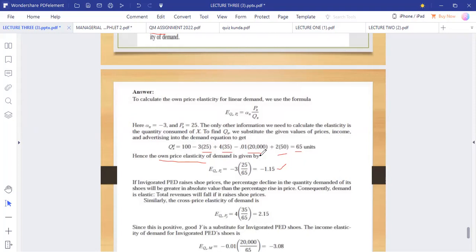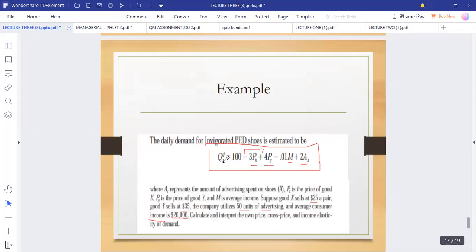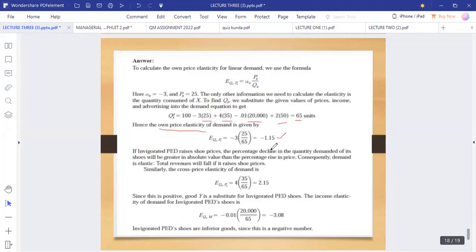All right. Noted. Now go to the other one. We're dealing with cross price elasticity. It's dealing between X and Y. Get the gradient of Y, which is 4. 4 times the price of Y was what? 35. So 4 times 35 over 65, which is what? 2.15. Is the answer positive or negative? It's positive.